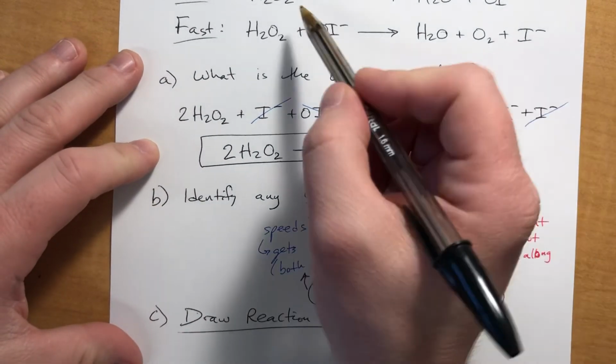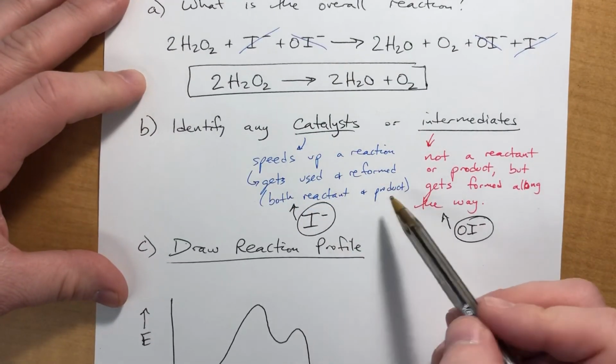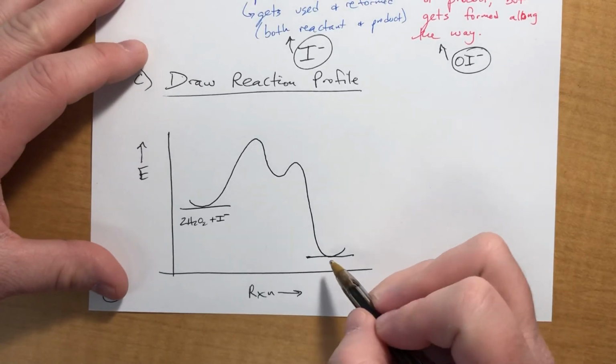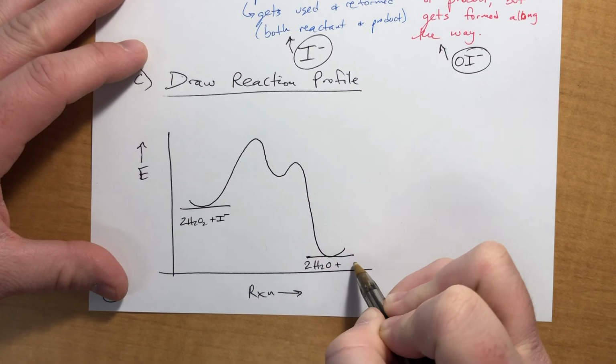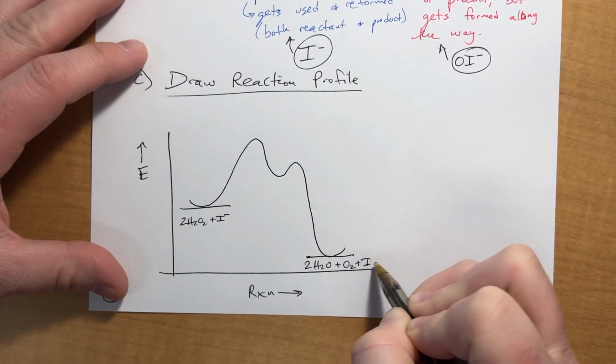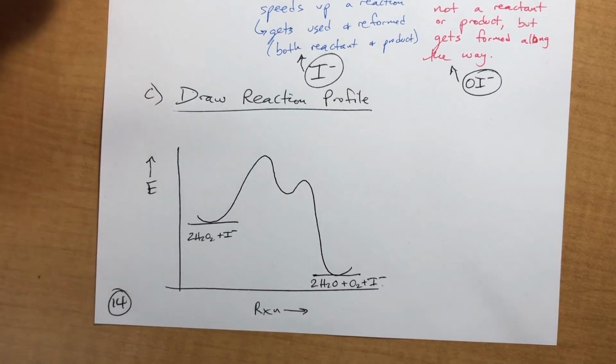Yes, we canceled it out, but in our overall reaction, we have I minus in the beginning, and we have I minus at the end. The catalyst is there as a reactant and a product. So basically, it's 2H2O plus O2 plus I minus. This is one of the ways you can tell it's a catalyst: it's there in the beginning and at the end.